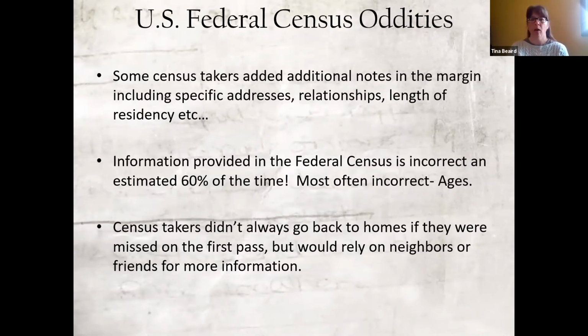Or they might only know the next door neighbor by their nickname. So they might list it as Peggy Smith instead of Margaret Smith, and that gets recorded. So sometimes the information isn't always accurate just simply because the census taker went to the household, nobody answered, and they were relying on the people nearest to them to provide that data.